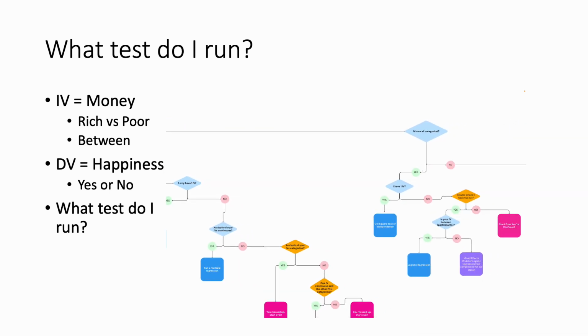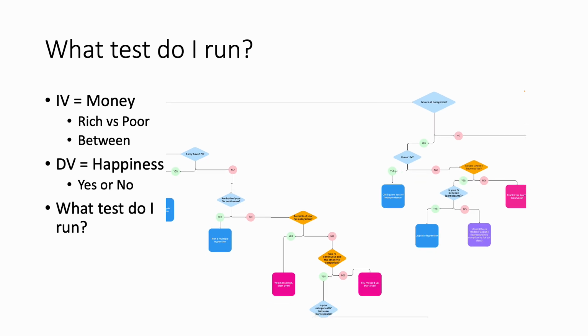My IVs are all categorical. Yes. I have one independent variable. Yes. I need to run the chi-square test of independence. Again, it's okay that you don't know what that test is, but that's the test that we run.